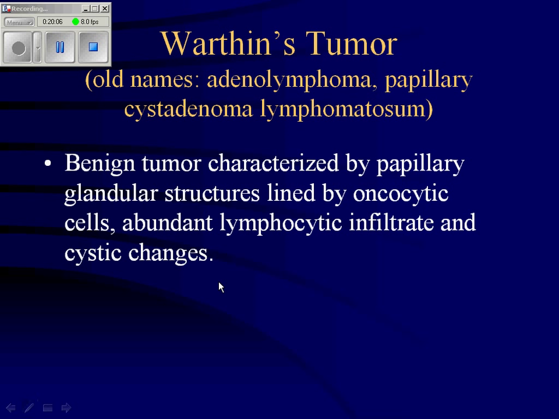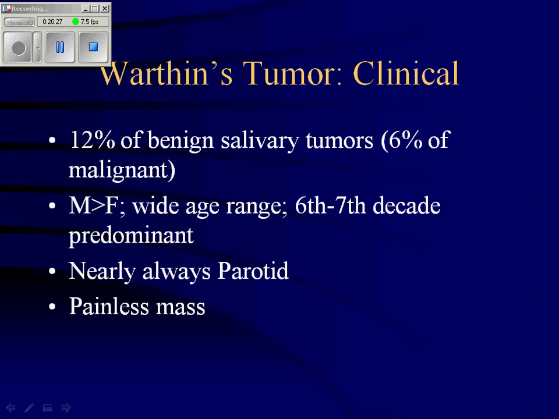It's completely benign, and it has these papillary structures. We call it the red, white, and blue tumor because it has a white background with spaces. It has red, the oncocytes, which form the red cells, and then all the lymphocytes make it look blue, so it looks like a red, white, and blue. And the cystic changes are also part of the white part.